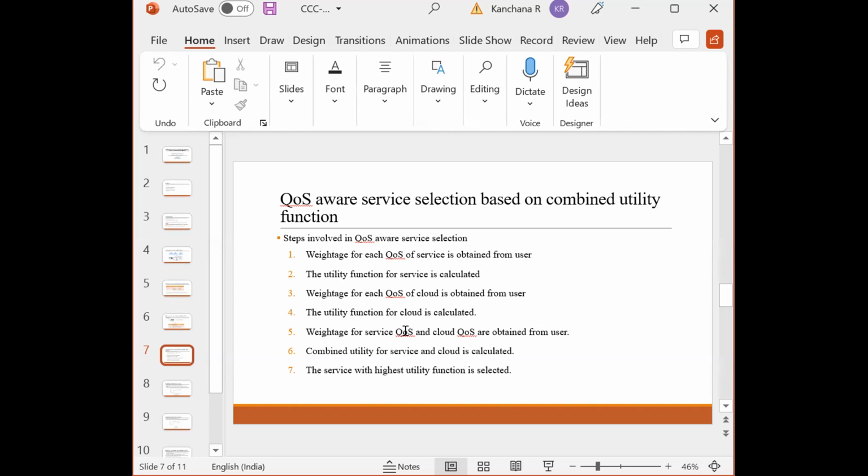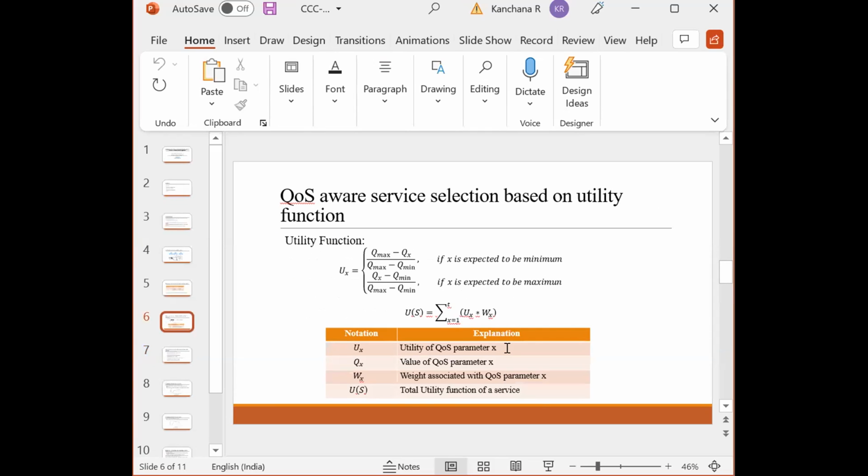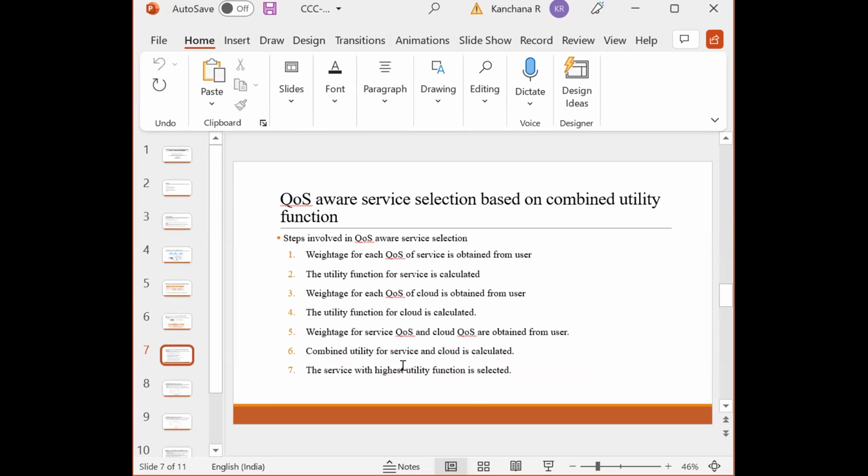Now, the weightage for service QoS and cloud QoS. Actually, we are assuming that equal weightage, 50% weightage for QoS of the web services, 50% weightage for the QoS of cloud platforms. So again, the combined utility for the services and cloud, it's calculated using this second formula, U of S. So once we calculate combined utility, for many services functionally satisfying our requirement, this we are calculating. And now the service with the highest utility is directly corresponding to the satisfaction level. So the service with the highest satisfaction level is selected.